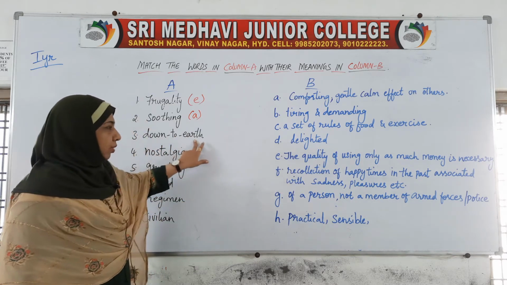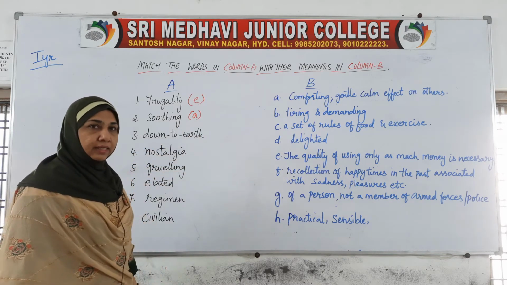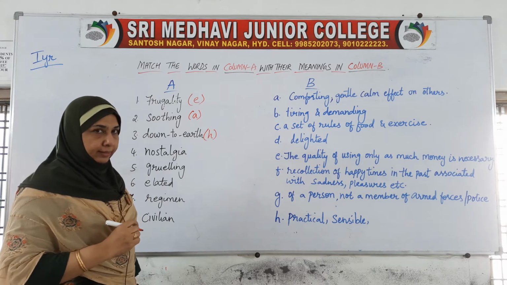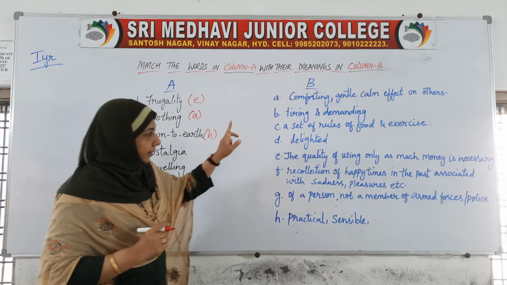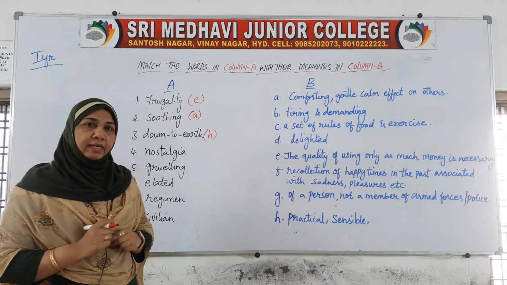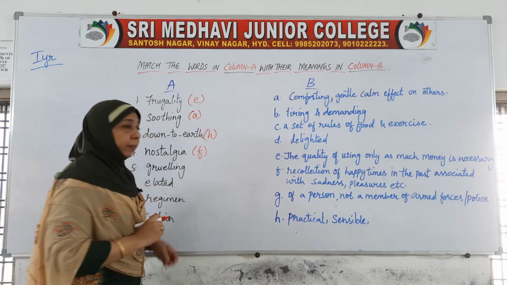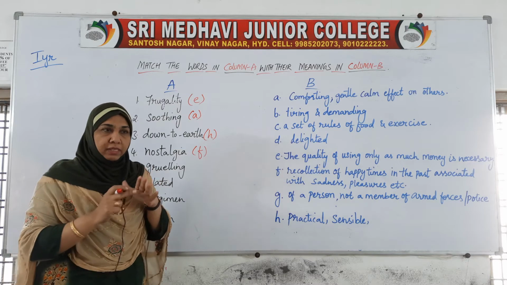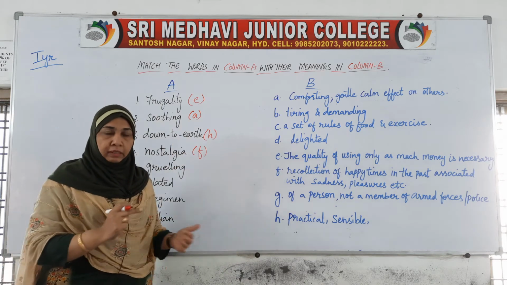Okay. Down to earth. When you see that, you can find it out. It is practical and sensible. That is H. This could be the meaning for down to earth. Nostalgia. Nostalgia is, again you have to find out here, recollection of happy times in the past associated with sadness, pleasures, etc. Okay, that is your answer for nostalgia. Remember one thing, sometimes some meanings coincide with each other. That means they look alike. Like soothing and down to earth can become a little bit near to each other.